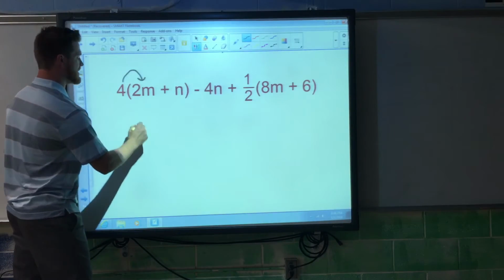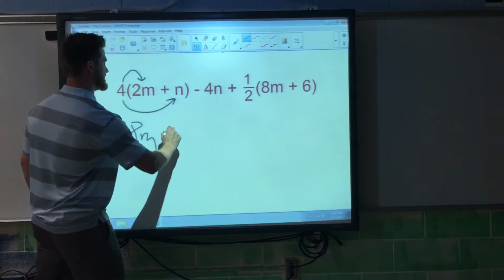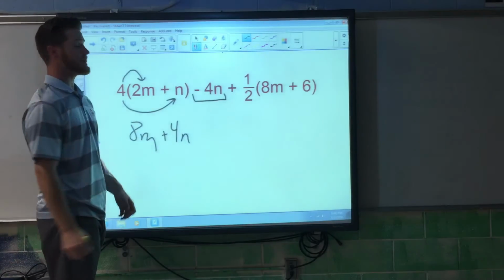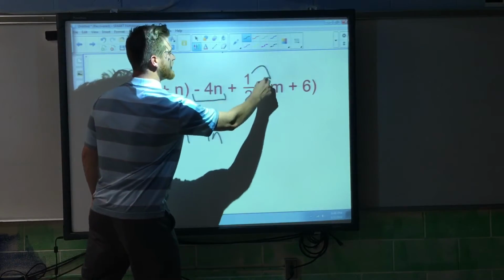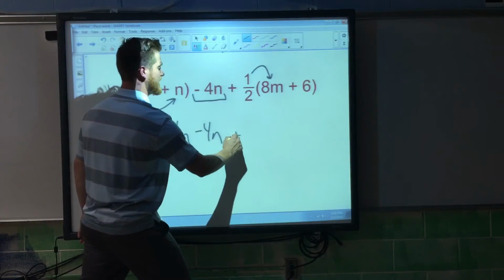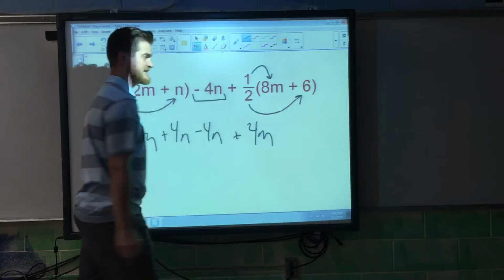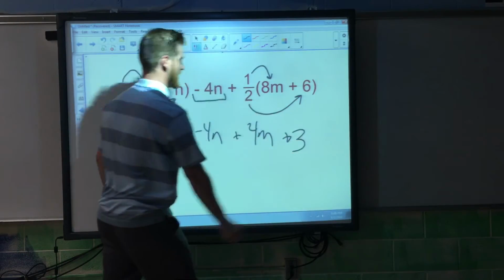4 times 2m, 8m. 4 times n is 4n. This won't combine with anything. We just drop it down. 4n. Now, 1/2 times 8m would be half of 8, 4m. 1/2 times 6. Half of 6 is 3, so 1/2 times 6 is 3.